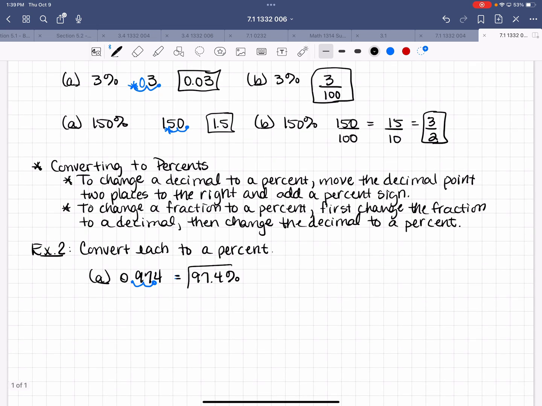B, I have 0.04. I'm going to take that decimal, I'm going to move it 2 places to the right. 1, 2. I didn't change colors, I'm sorry. That's going to give me 4%.